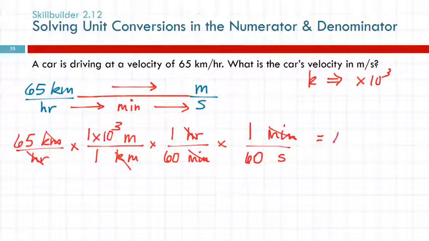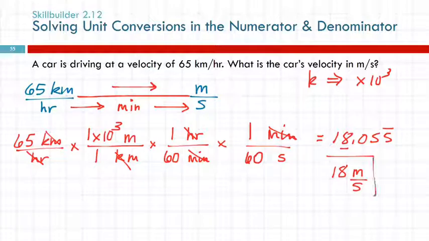Calculator's given me a big mess here, 18.055, and those 5s are going on forever. Sig figs, I've got 3 exact conversion factors. My first one started with 2 significant figures, and so this is going to have 2 significant figures. So this would be 18 meters per second. Any questions?